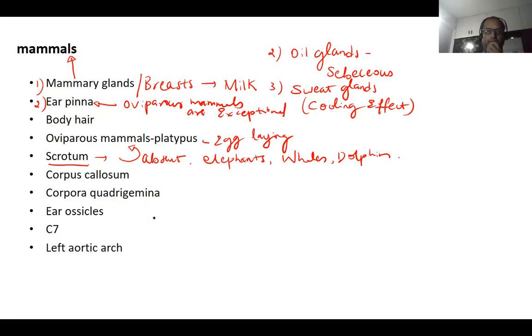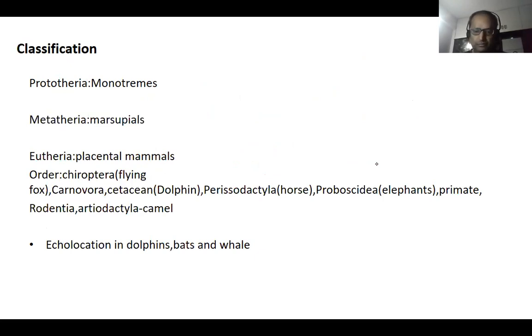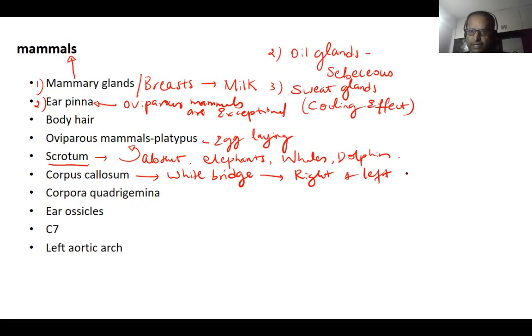Now the next point is the corpus callosum. What is the corpus callosum? You would have studied in the 11th standard, or maybe in lower classes, that the corpus callosum is a white bridge that connects the right and left cerebral hemispheres. That means we are talking about the cerebrum. That is, the corpus callosum is present.